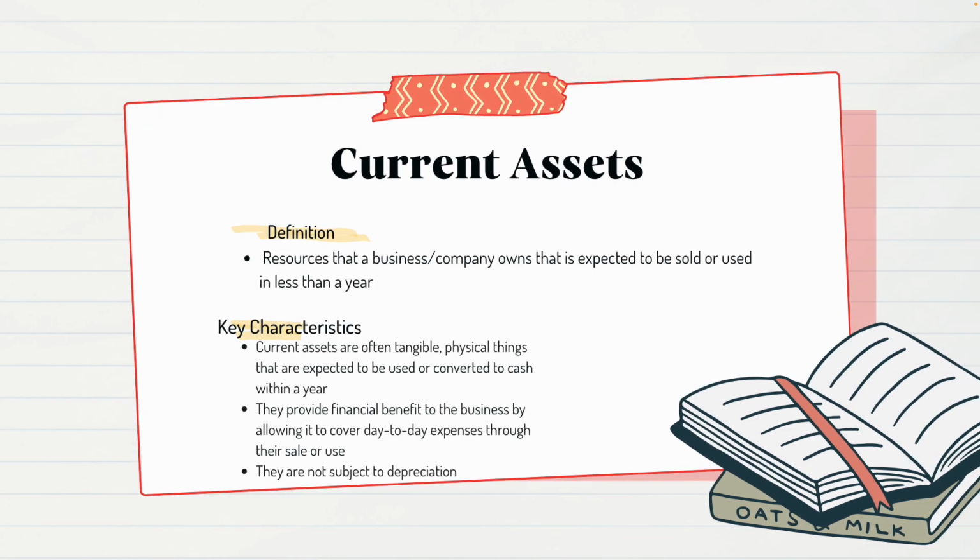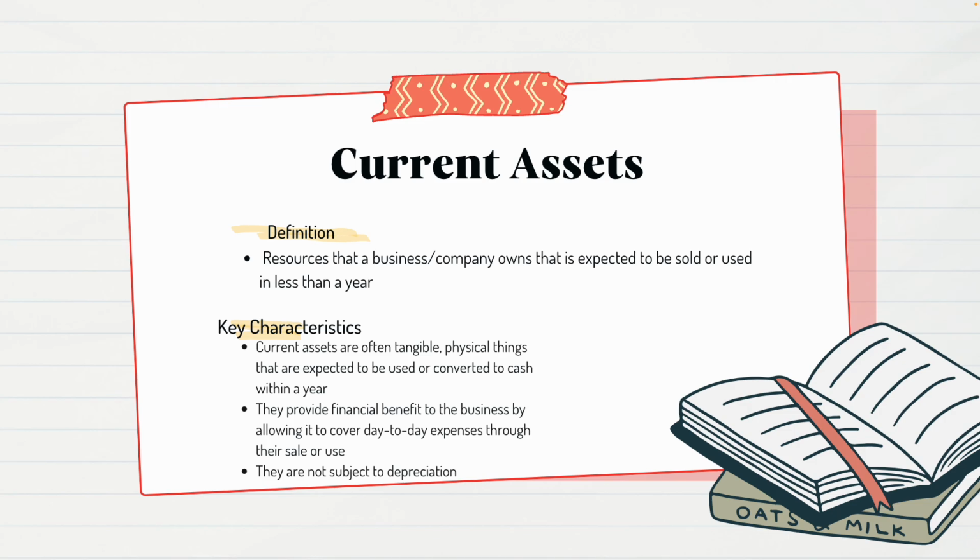Current assets. What is the definition of a current asset? Well, in the simplest terms possible, it's the resources or materials a company owns that are expected to be sold or used in less than a year. The key characteristics. Current assets are often tangible, physical things that are expected to be used or converted to cash within 1 year. They provide financial benefit to the business by allowing it to cover day-to-day expenses through their sale or use. They are not subject to depreciation.